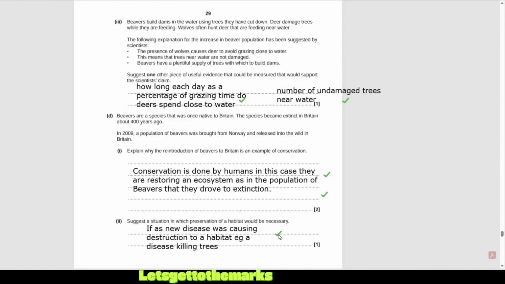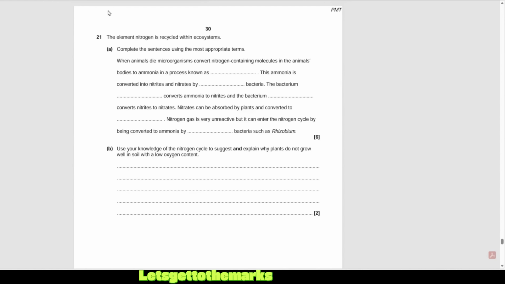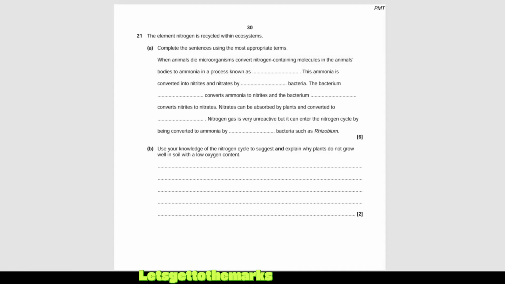So anything suggesting damage to a habitat or to a population within a habitat. It could be a disease ravaging one of the keystone species within the habitat, something like that, or a new predator has been introduced. Right, let's zing down. That's the end of that question on the ecosystem.